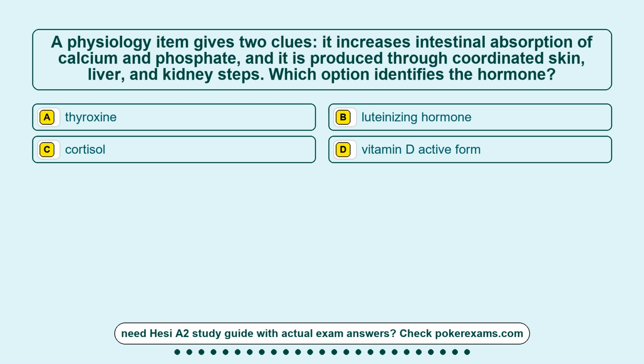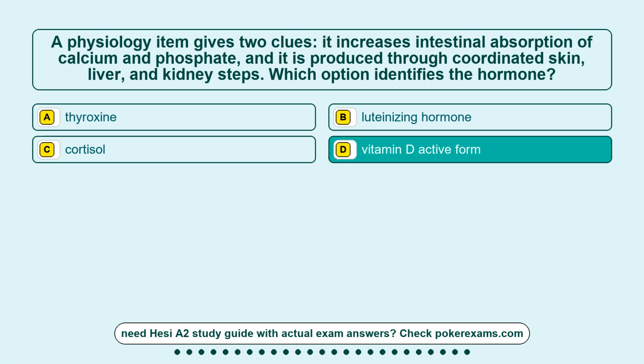Question 11. A physiology item gives 2 clues. It increases intestinal absorption of calcium and phosphate, and it is produced through coordinated skin, liver, and kidney steps. Which option identifies the hormone? Option A, thyroxine. Option B, luteinizing hormone. Option C, cortisol. Option D, vitamin D active form.